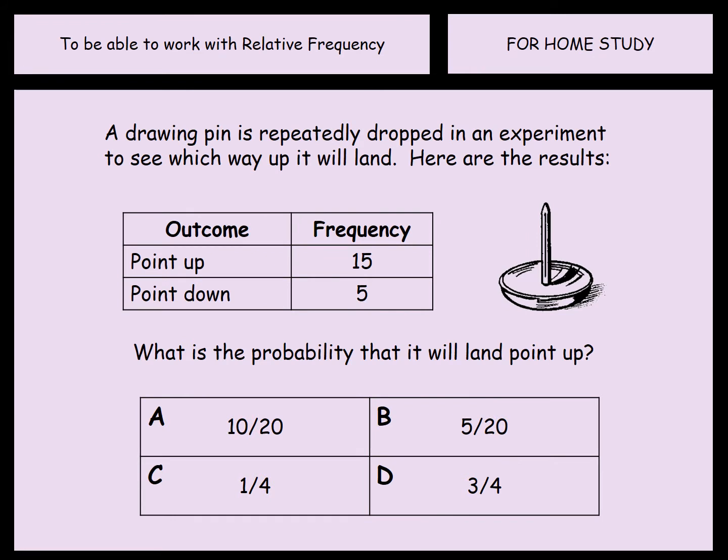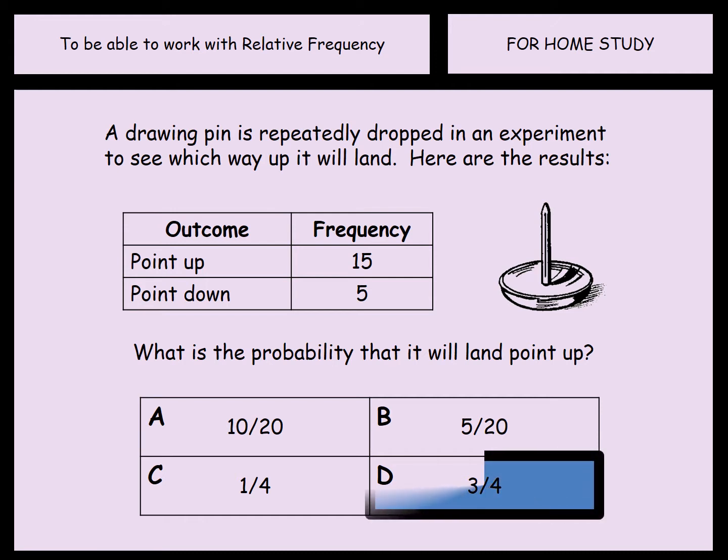So the sorts of things that we're going to do are literally all about the chances of things happening based on an experiment happening. So here we've got an experiment, a drawing pin repeatedly dropped in an experiment to see which way up it will land, and here are the results. So we've dropped it 20 times and it's landed point up 15 times and point down 5 times. What do you think the probability that it will land point up is?